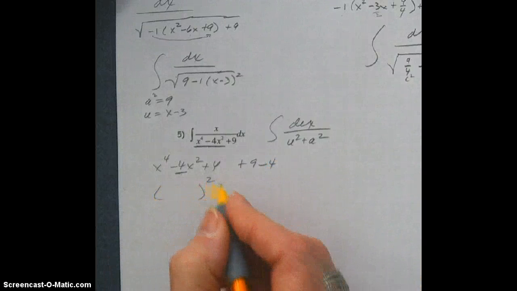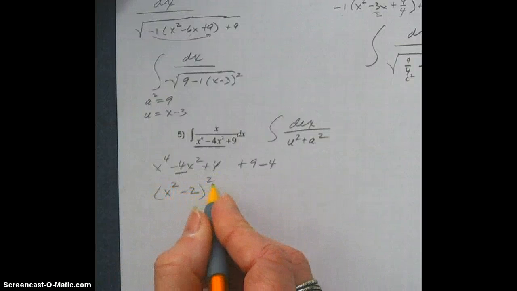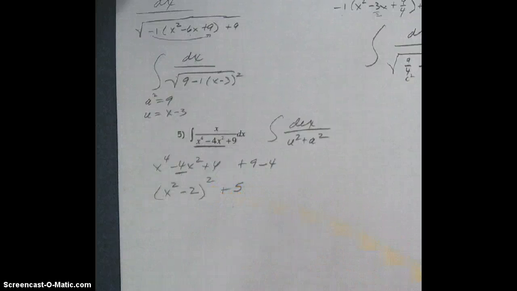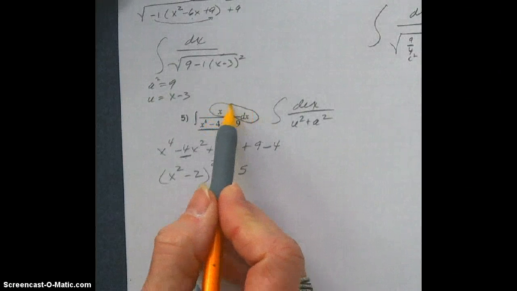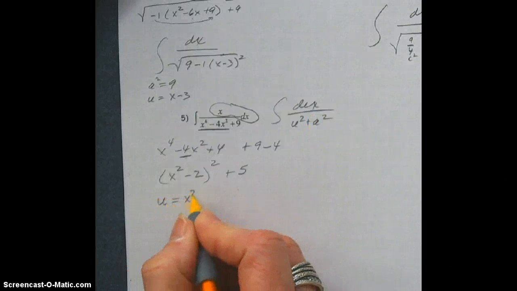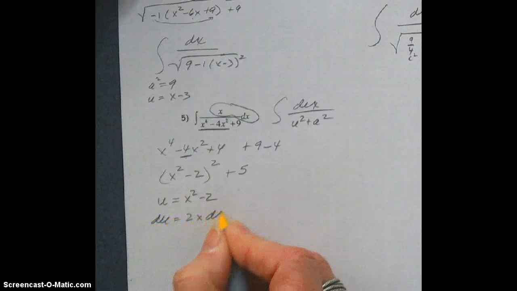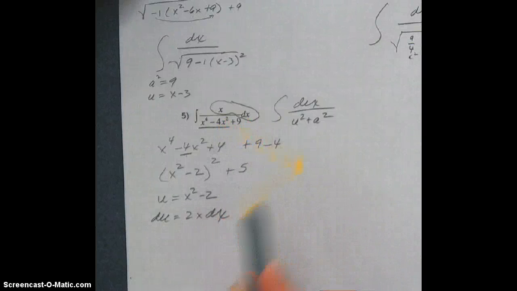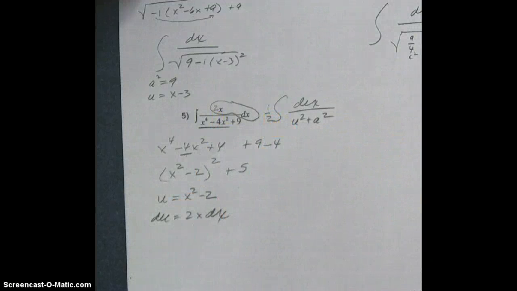Now, how do I make this quantity squared? This will be x squared minus 2 quantity squared. 9 minus 4 is equal to a positive 5. So this we want to become our du. How can I do that? U is going to equal x squared minus 2. So du is going to be 2x dx. I have an x dx, but I need 2x dx, so I'm going to put a 2 on the inside, and I'll have to put 1/2 on the outside.